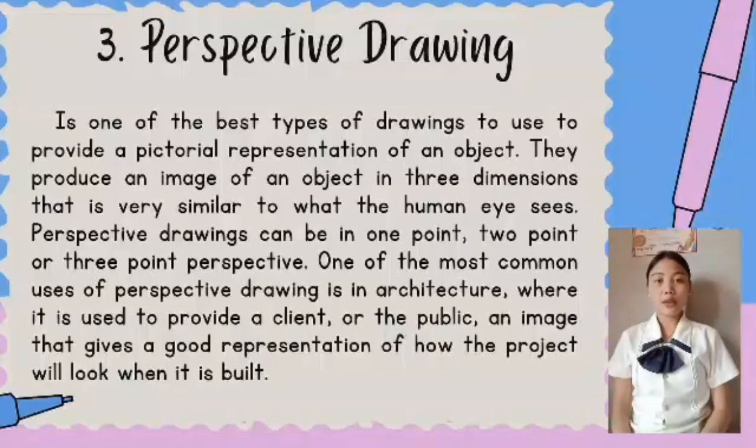So now I will discuss perspective drawing, one of the best types of drawing to use to provide a pictorial representation of an object. They produce an image of an object in 3 dimensions that is very similar to what the human eye sees. Perspective drawing can be in 1-point, 2-point, or 3-point perspective. One of the most common uses of perspective drawing is in architecture, where it is used to provide a client or the public an image that gives us a good representation of how the project will look when it is built.